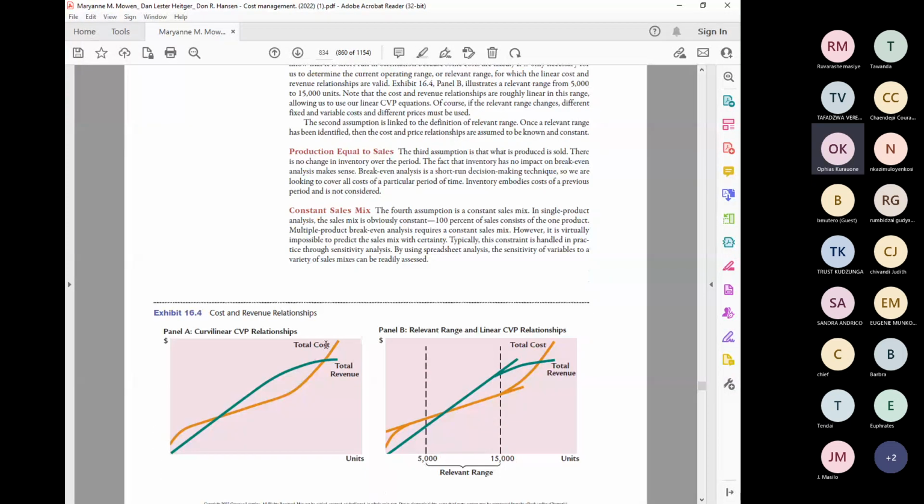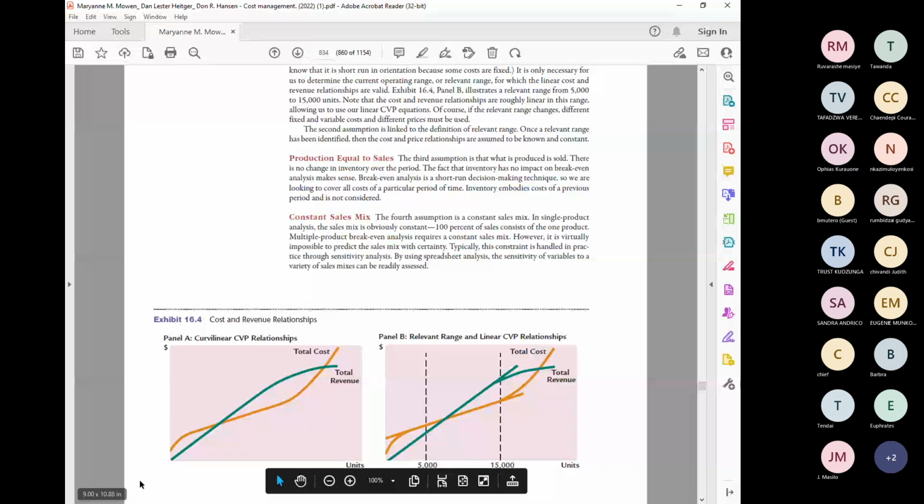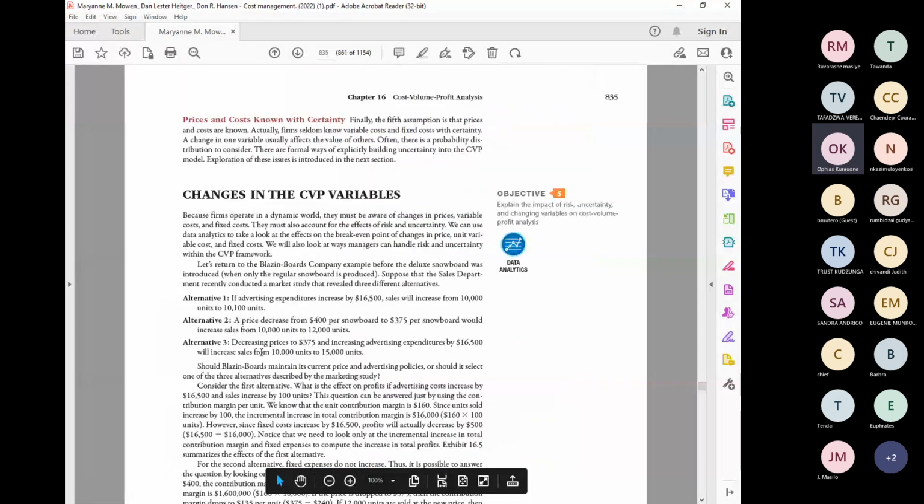You can read here, you can find out the curvilinear CVP relationship. This is the curvilinear CVP relationship. When the graph is like this, it becomes a problem. When it is curvilinear like this, it becomes a problem. The relevant range and linear relationship. The linear, and this is a curvilinear. Curvilinear is not straight, it can go a little bit downwards, going up, not in a straight line. That is a curvilinear CVP relationship.